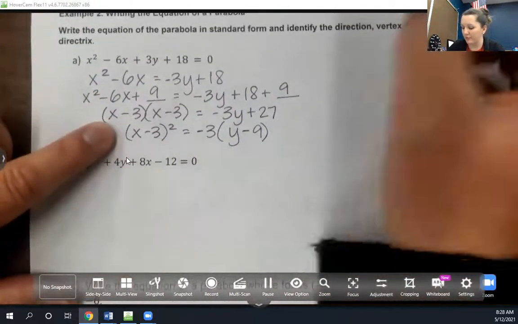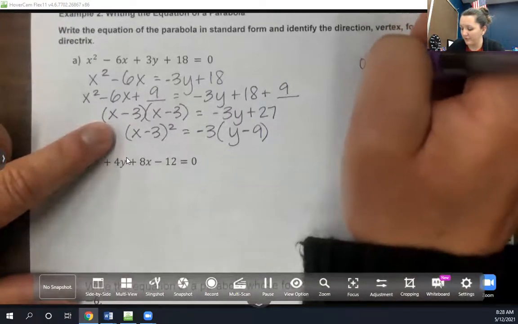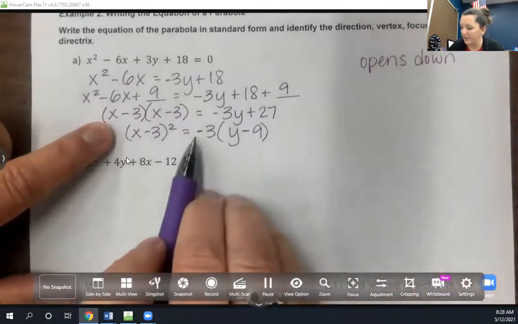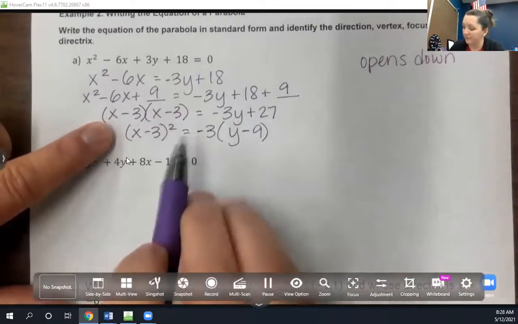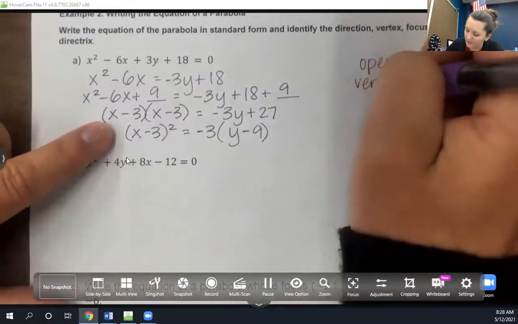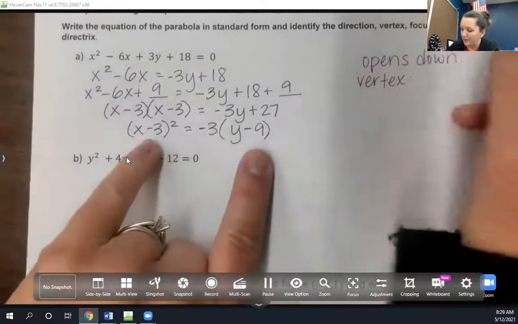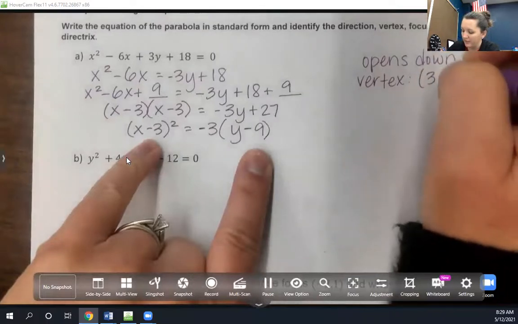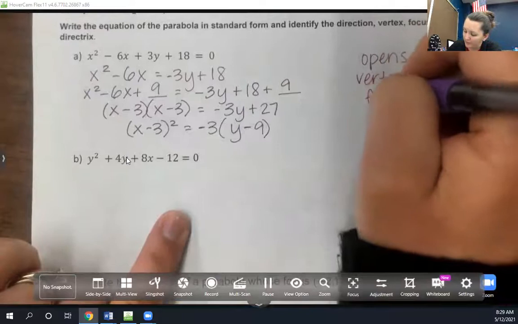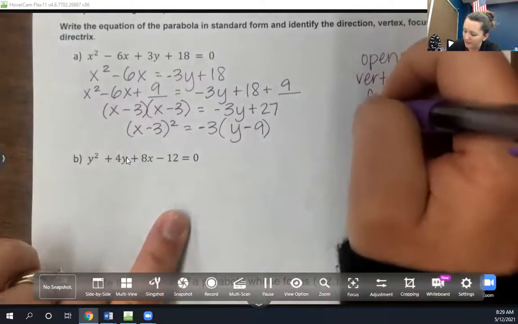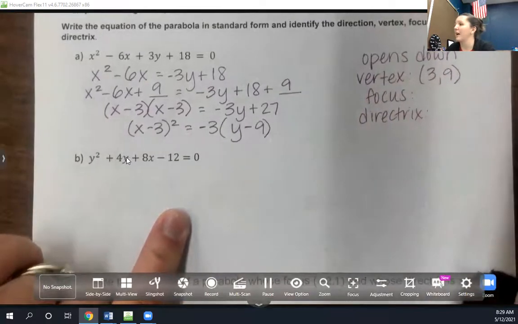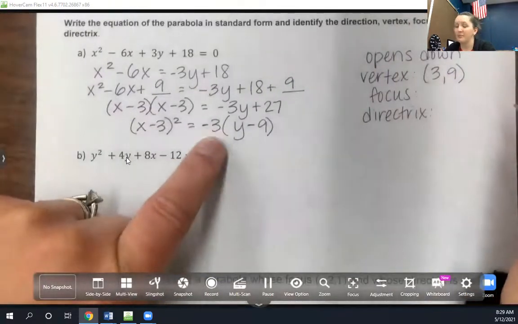Now here's our standard form. So we know it opens down. Why does it open down? Because this number here is negative. We want to find our vertex, and we have it in standard form, so that's good for us. It's positive 3, positive 9. And then my focus and directrix are dependent on our p-value, right?